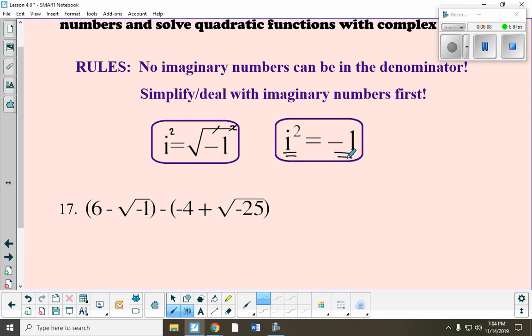So looking at this problem, first of all, it says simplify and deal with the imaginary numbers first. Well, right here we have the square root of negative 1, so we're going to go in and substitute in an i right here. And here we have the square root of a negative. So the square root of a negative is an i, and the square root of 25 is 5, so this is 5i. From here, we're just subtracting. So 6 minus i, minus a minus is plus 4 minus 5i. 6 plus 4 is 10. Minus 1 minus 5 is minus 6i. And that's your answer.